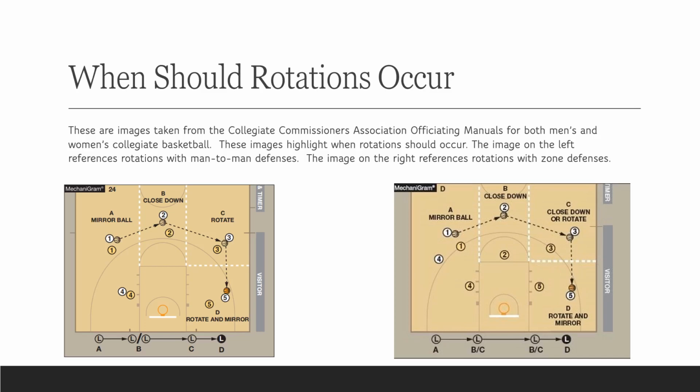These images highlight when rotations should occur. The image on the left references rotations with man-to-man defenses. The image on the right references rotation with zone defenses. Key takeaway, there are commonalities in both images. Our lead official and the movements of the lead official along the end line should mirror the basketball.